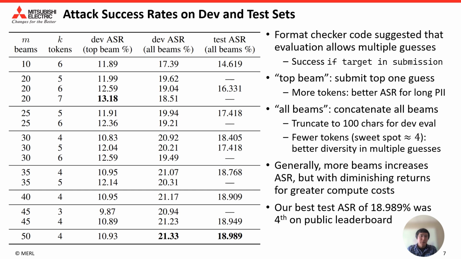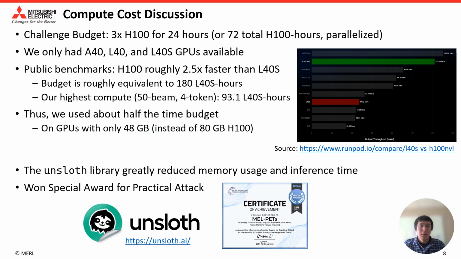Our best test set evaluation achieved an ASR of almost 19%, while finishing 4th on the public leaderboard. The contest allowed a compute budget of 3 H100 GPUs for 24 hours, so 72 total H100 hours, for attacks like ours that can be trivially parallelized by simply splitting the test batch across multiple GPUs. However, we didn't have any H100s available, and instead we used a mix of A40, L40, and L40S GPUs. Public benchmarks show that the H100 is roughly 2.5 times faster than the L40S. Thus, we estimate that the compute budget is roughly equivalent to 180 L40S hours.